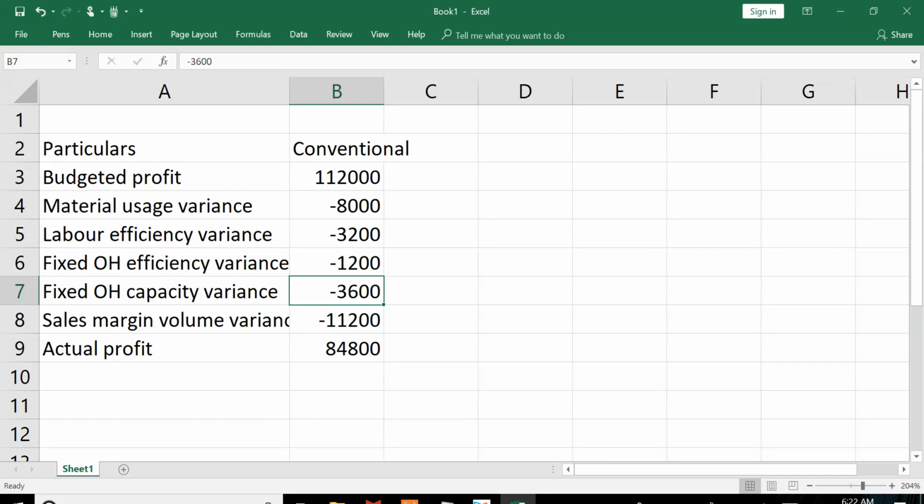Then is there anything wrong here? 8,000, 3,200, 1,200, 3,600, 11,200. Can you look at the answer? I wanted you to do the reconciliation at home. How much efficiency is written, no? Okay, sorry, variable overhead.